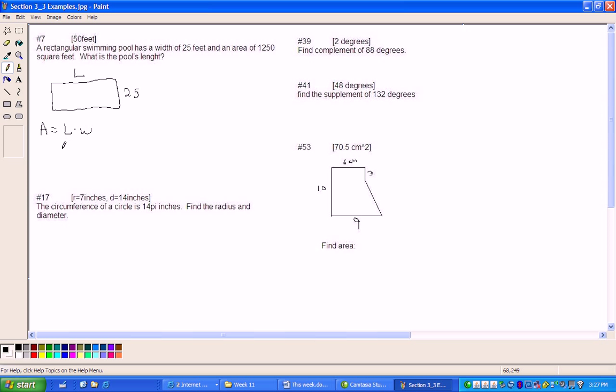Well, if they tell us the area is 1250, and we know the width is 25, we're trying to find L. We can just go ahead and substitute things into that equation and find our answer. So to solve for L, we of course like to isolate it and get it all by itself. So 1250 divided by 25 is going to equal, L is equal to 50 feet.